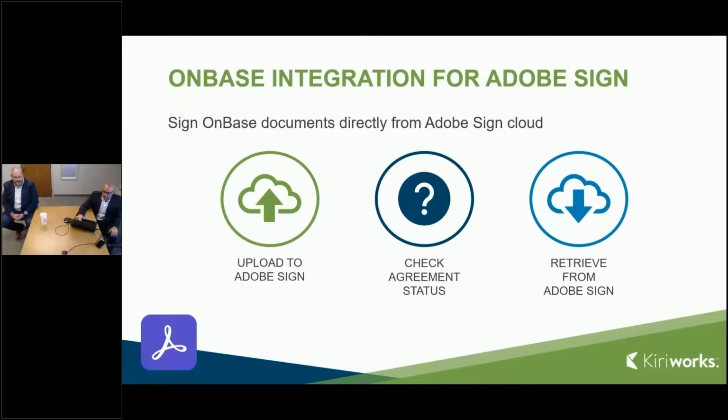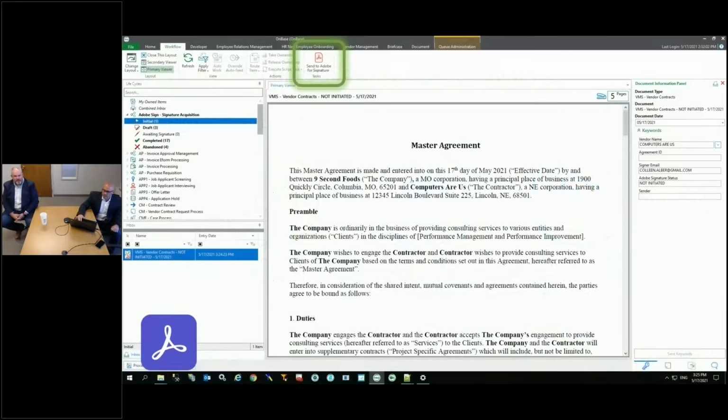It's very similar to the DocuSign integration, with the ability to upload content directly into Adobe Sign for execution, and for OnBase to be able to go out and check on the status of it. Has it been signed? Has it been opened? Etc. And then be able to pull down that signed, secured Adobe Sign document back into OnBase and then route it through the process appropriately. So here you can see I'm in an OnBase workflow.